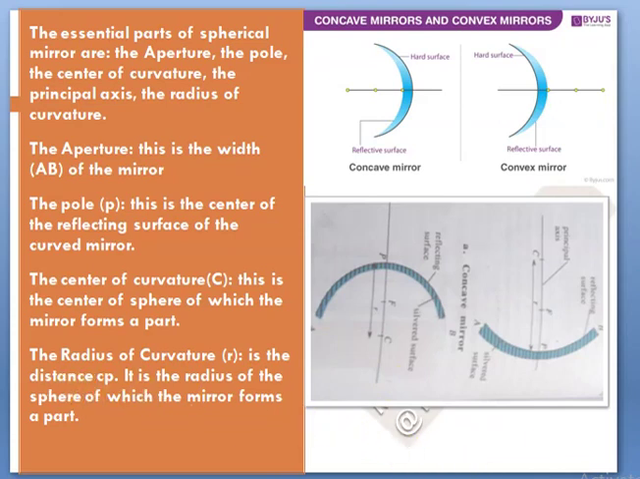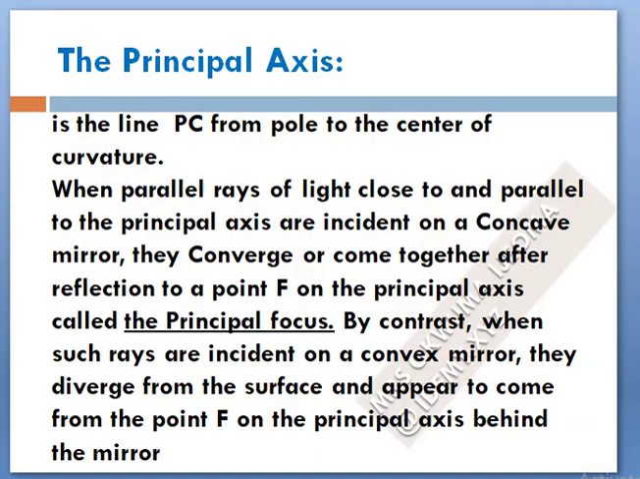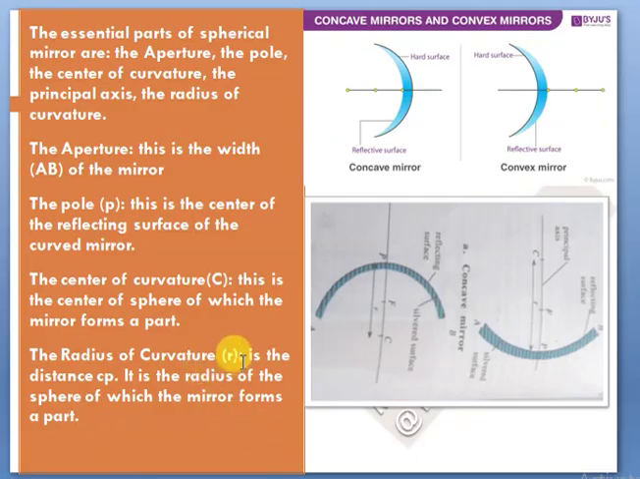Now let's see another part. You have the radius of curvature. Now the radius of curvature, we represent it with small letter r, is the distance CP. It is the radius of the sphere of which the mirror forms a part. We say it is the distance what? CP. Now this is our P, the pole, and this is our C. So the distance from C, the center of curvature, to the pole gives you your radius of curvature, r. So we say it is the distance CP and it is the radius of the sphere of which the mirror forms a part.